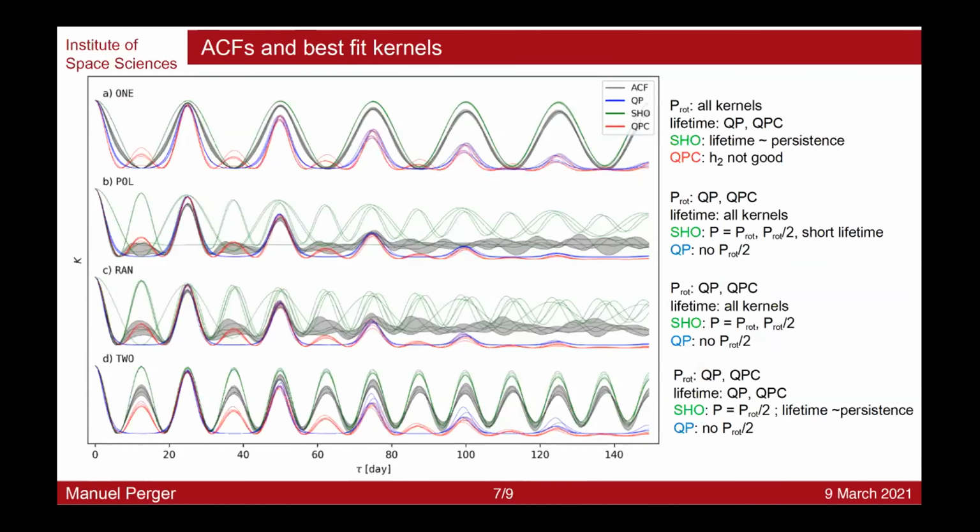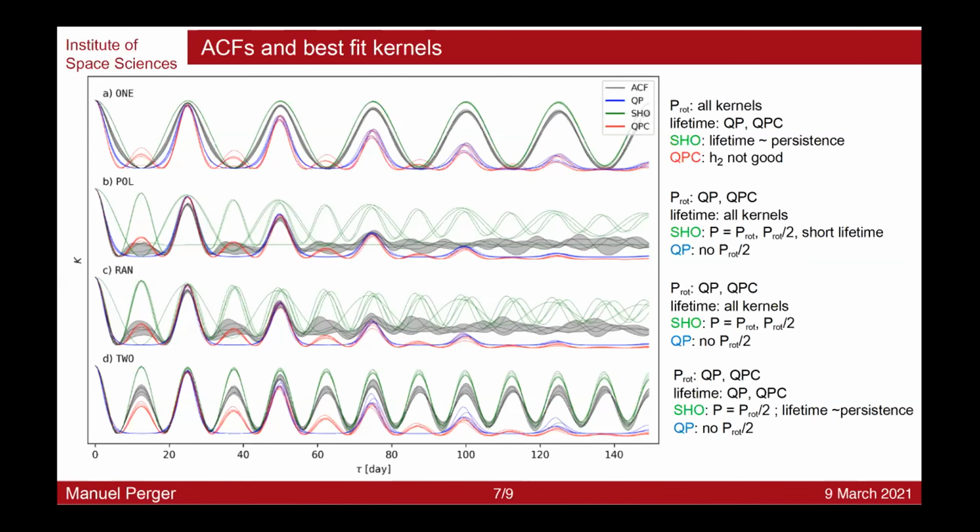So for every spot distribution model, which we again see from top to bottom, we have calculated 5 iterations, which we see here in black. And we see the best fits on those radial velocity data for the different kernels. In blue, the quasi-periodic one, in green, the harmonic oscillator, and in red, the quasi-periodic and cosine kernel.